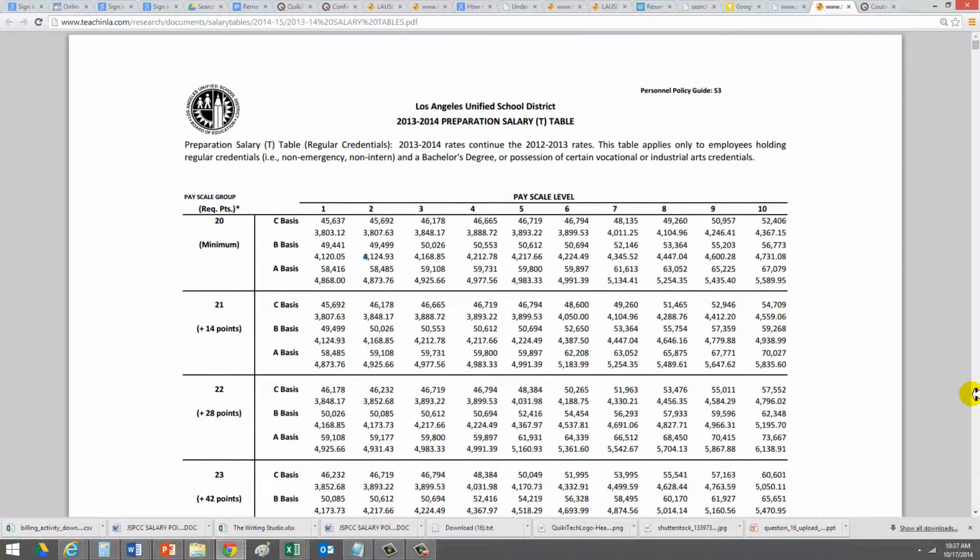Let's go to a web page, and this particular web page is actually showing the salary table. That URL is actually on the slide that I just showed you, and I'll point out that URL again. But this is the table that you want to be aware of. And I would really encourage you to take some time and just go ahead and look at where you are on this table. And so our particular person has 1 year of service, so they're in column 1, and they have 27 points, so they're right here.